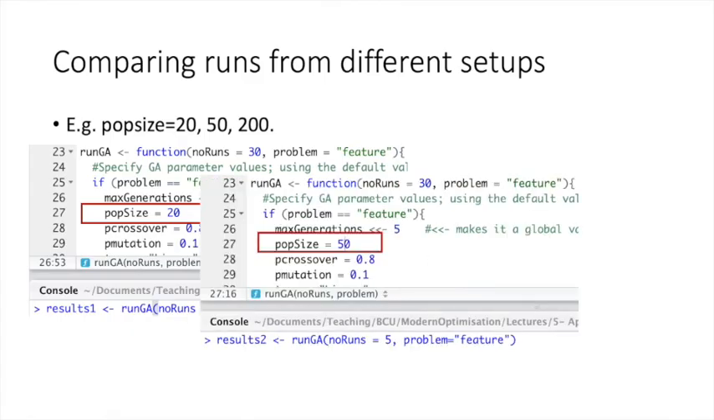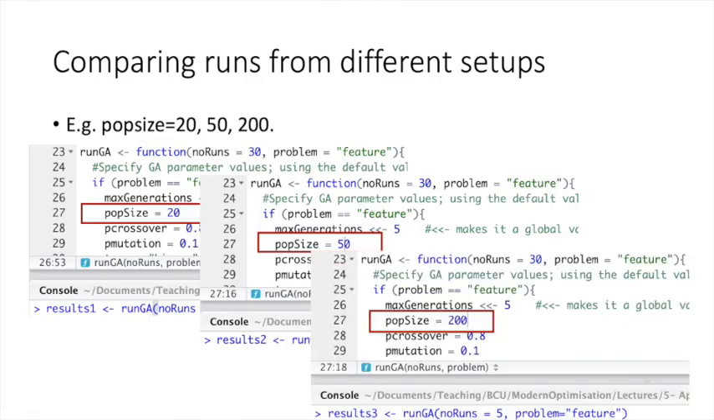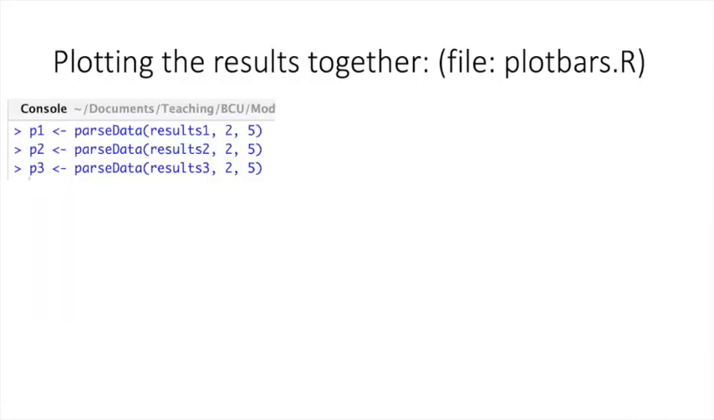Likewise, we repeat the process by setting pop size equals 50 and then 200. Like I said, remember to press source each time after modifying your code and before running the code in the console. If you forget to press source, the changes that you made to the code do not take effect. So finally, we have results from 3 setups. As before, we must parse these results before plotting. So we have parsed the data from 3 setups and stored them into 3 separate variables as on your screen.